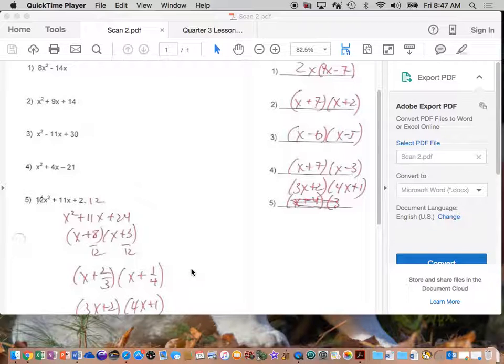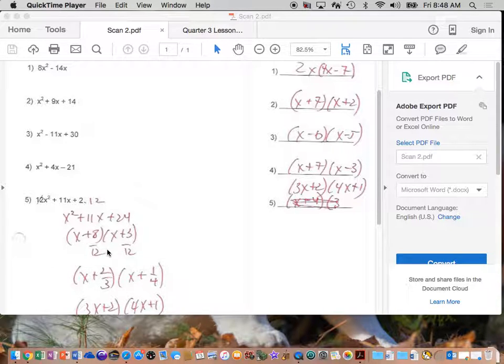I think every person realized that there is no common factor, so they went to plan B, which is a great first step. You multiply by 12, and you get x squared plus 11x plus 24. Then you remembered, generally speaking, to divide by 12. That was the next step that we saw right here. Here's the division by 12.